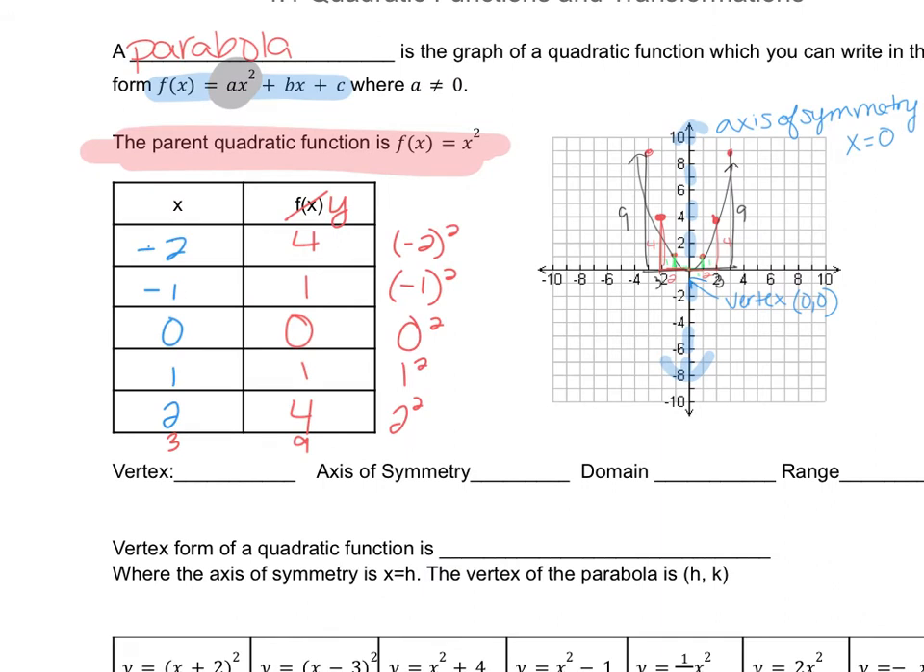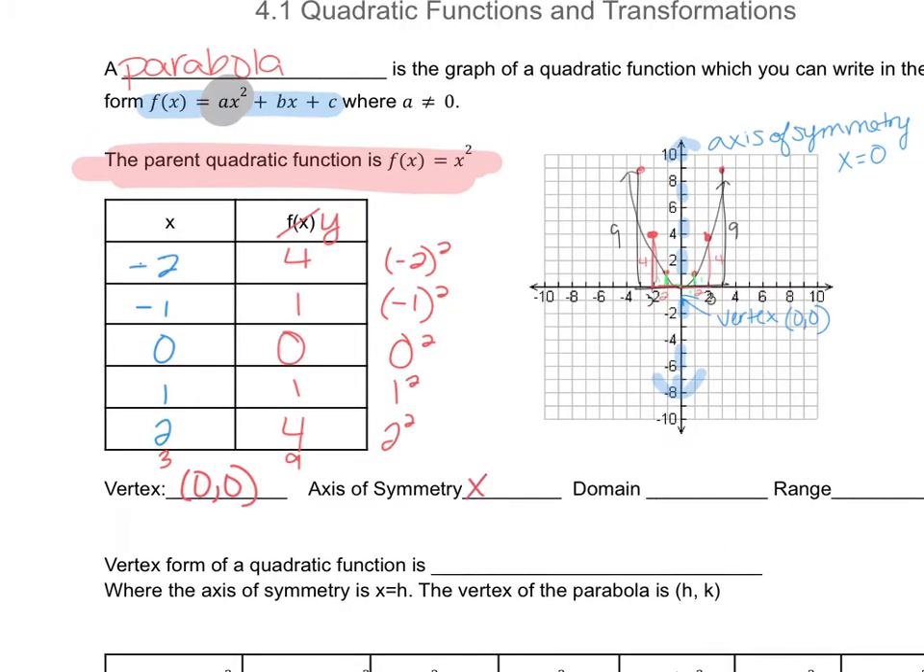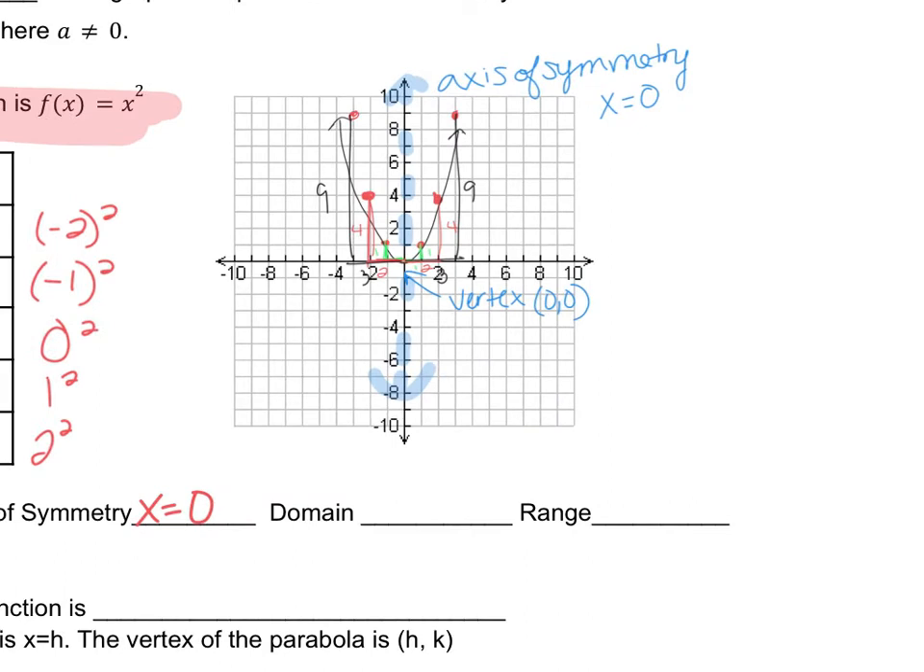All right, so vertex. Oh yeah, we already labeled it. So the vertex is at 0, 0. The axis of symmetry is x equals 0. You always have to have x equals. You can't just put 0 because it's wrong. Domain, how far left does this go? Looks like it goes left forever, so that would be -infinity. And the upper bound for domain is +infinity because it goes to the right. The range, the lowest point, the minimum, would be at 0, and it's a bracket because it hits 0, and then it goes up forever to positive infinity.